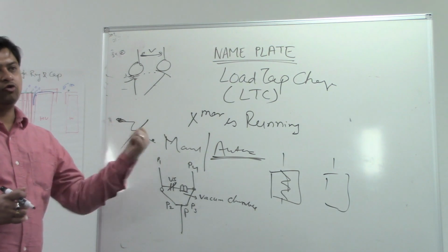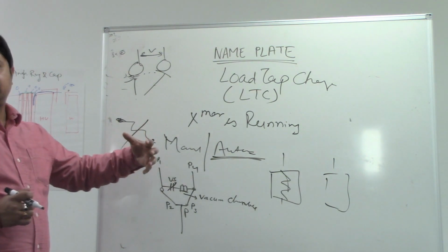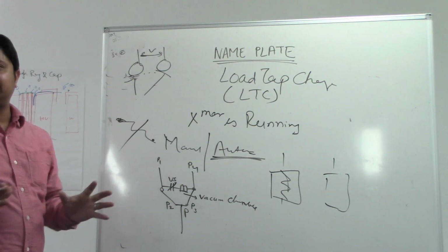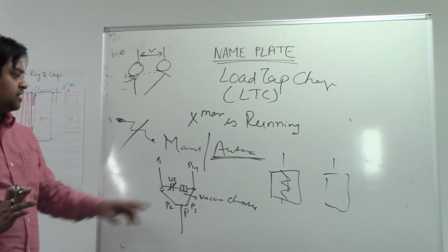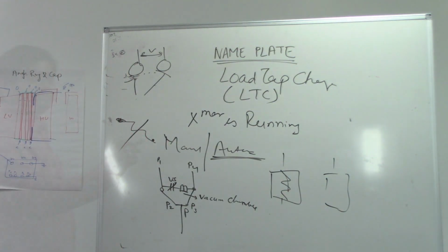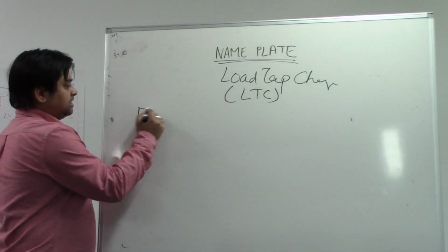That's why there is a load tap changer, the tap changer which changes the tap when the transformer is in loaded or running condition. This is the reason why the LTC can handle that. What happens in the normal LTC?